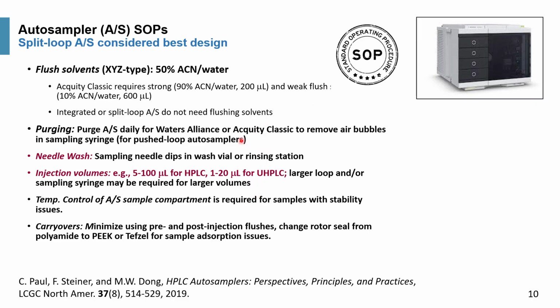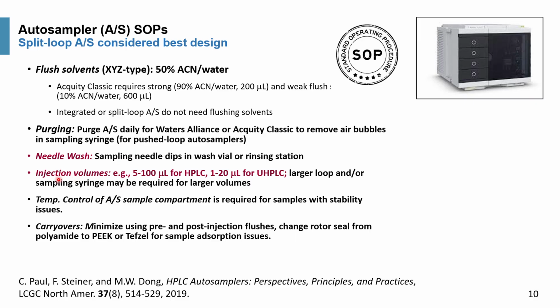Now, for any autosampler which has an external syringe, such as Waters Alliance or Acquity Classic, one must be careful to remove any air bubble in the sampling syringe. If you have an air bubble, you will not pass the precision specification. You will not pass system stability.